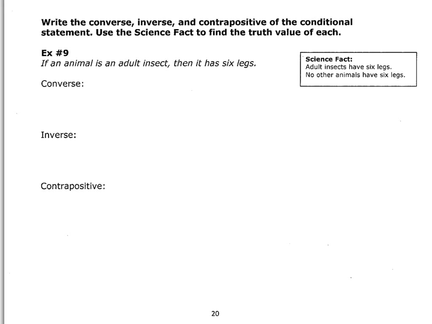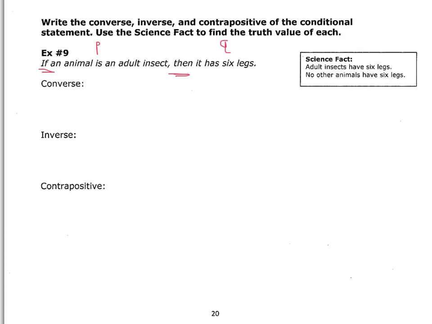Okay, so when you have a conditional statement, sometimes they're going to ask you to write the converse, inverse, and contrapositive. Now, when it asks you to do that, you need to learn how to find P and Q. And remember, when you have conditional statements, it is if P, then Q. So you have if, and this is P. So if an animal is an adult insect is going to be P. Then you have then, and after that is our Q. So if P, then Q.